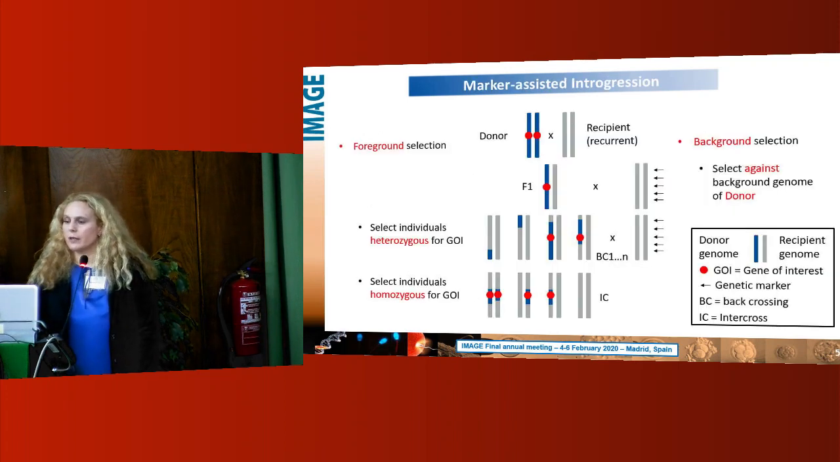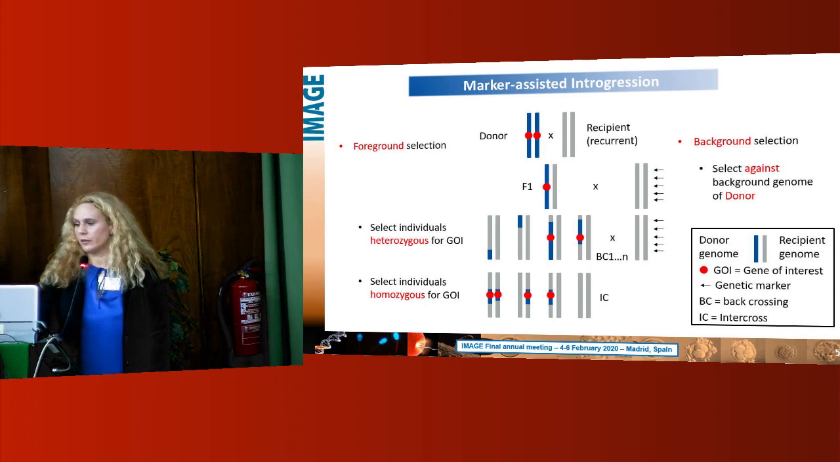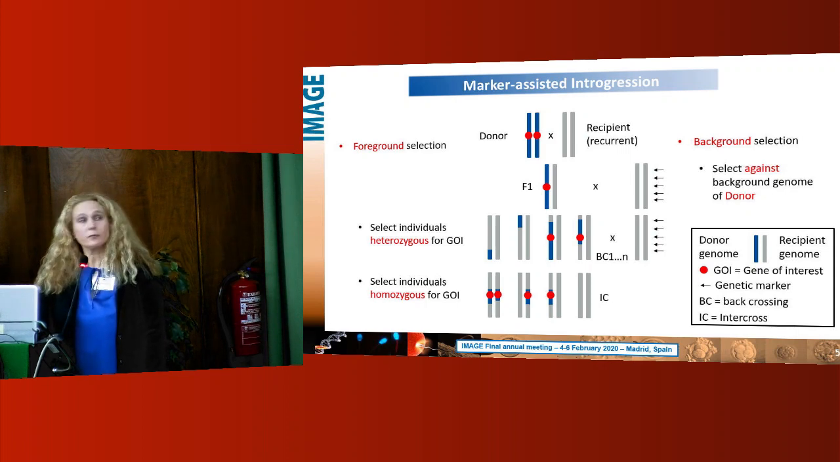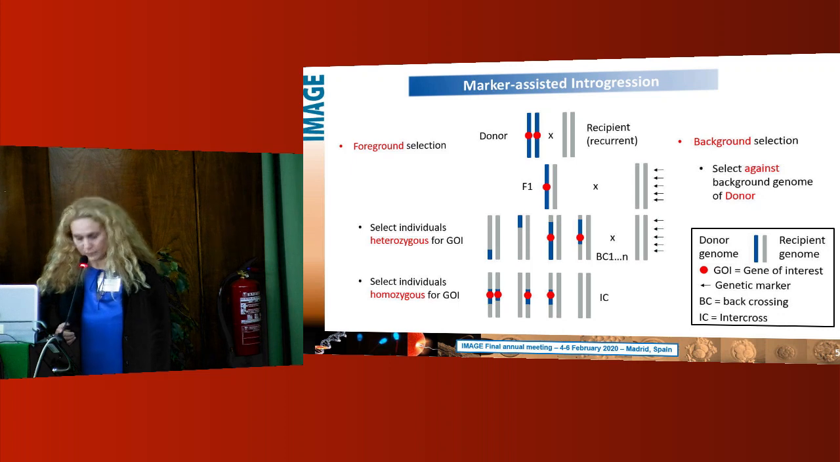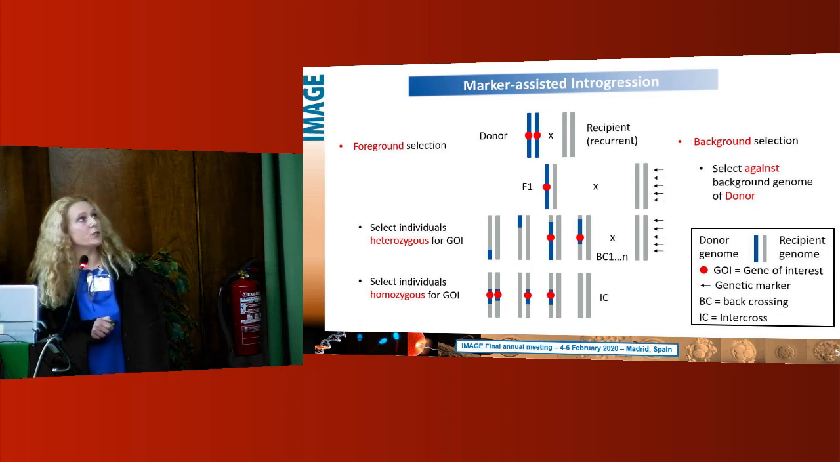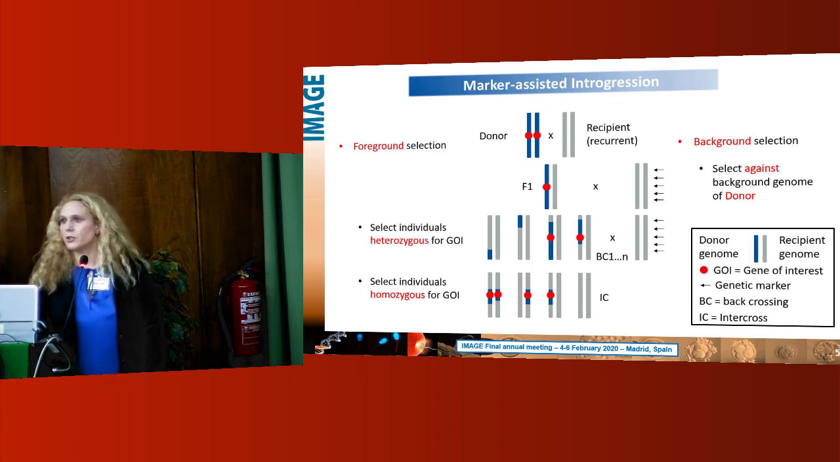This is a basic breeding scheme for marker-assisted introgression. You can see that we take a trait of interest or a gene of interest, this red dot, and introduce this red dot into the recipient. The F1 generation will be back-crossed with the recipient, and so on.